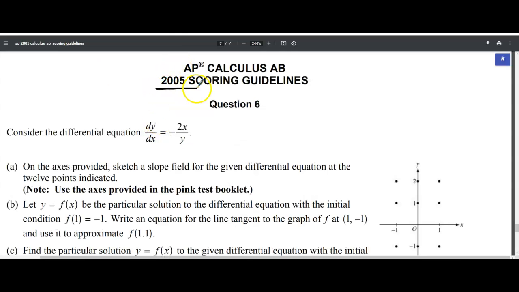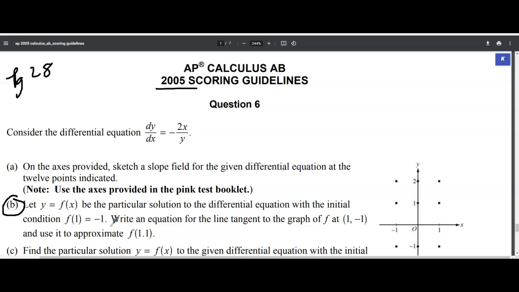So back to FRQ 2005, pretty close to page 28 in your guys' blue books. This time we're going to be doing part B. Now, let's read part B. It says, let y equals f of x be the particular solution to a differential equation with the initial condition f of 1 equals -1.